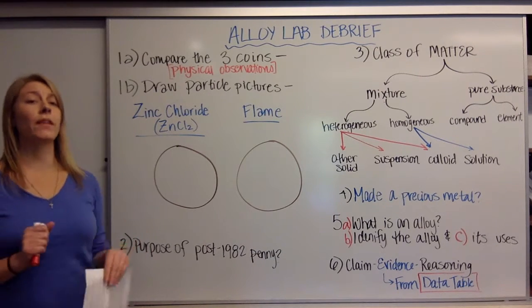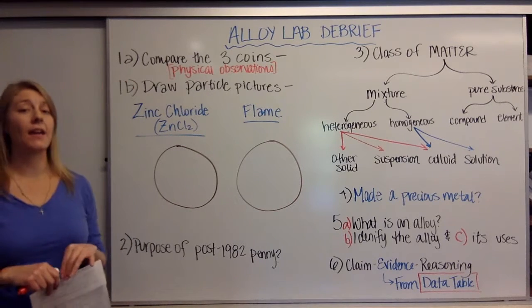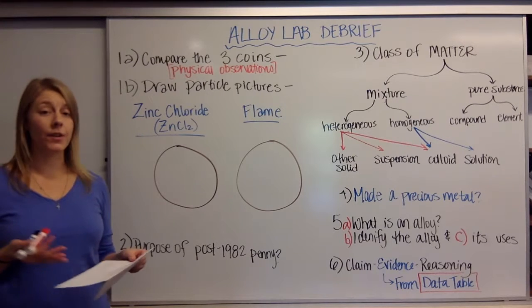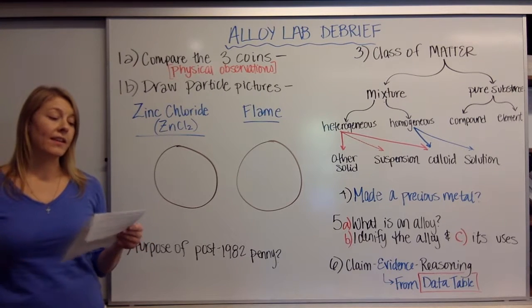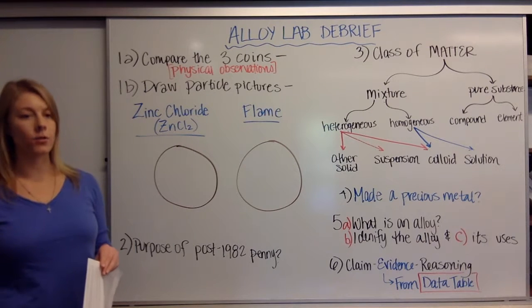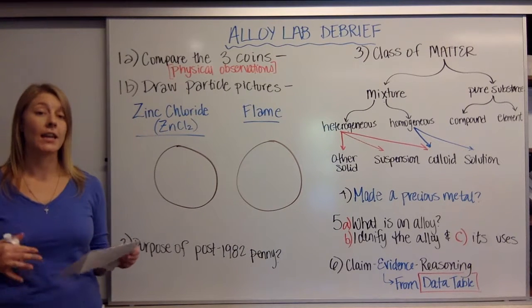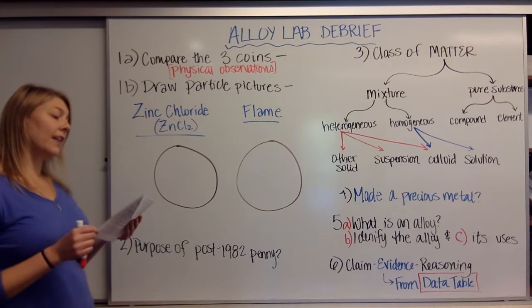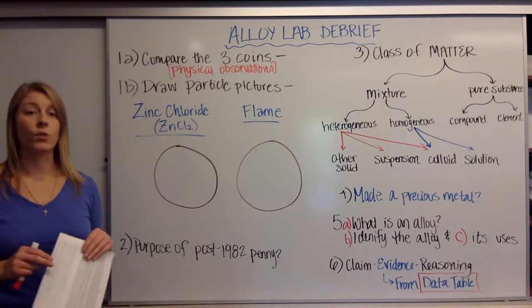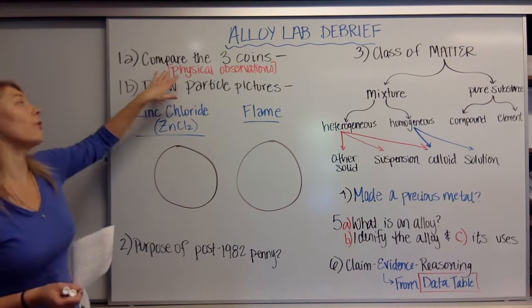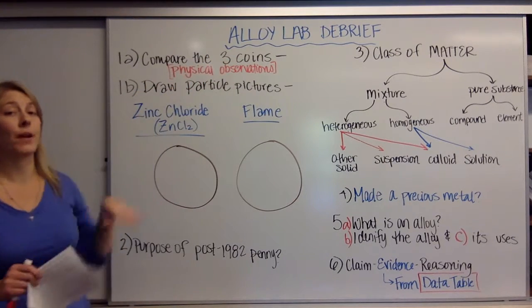Alright, so number one on the analysis and conclusions, 1A, has you compare the three coins: the one that we didn't treat at all, the one that was heated in zinc chloride solution only, and then the one that was heated in the zinc chloride solution and then heated in the Bunsen burner flame. It says, do the two treated coins now look like other metals? If so, which ones? Okay, so the first thing you have to do is make physical observations of all three coins, because it asks you to compare the three.